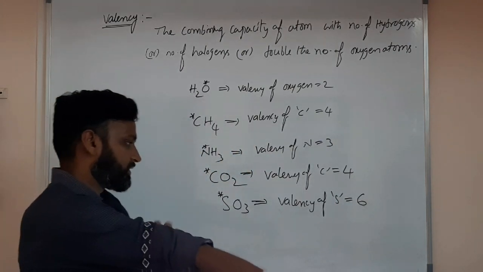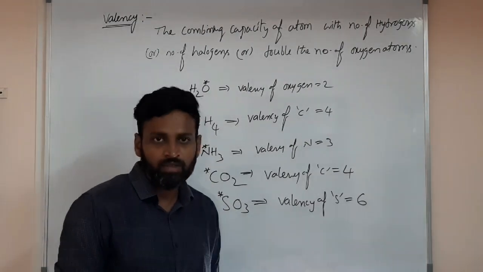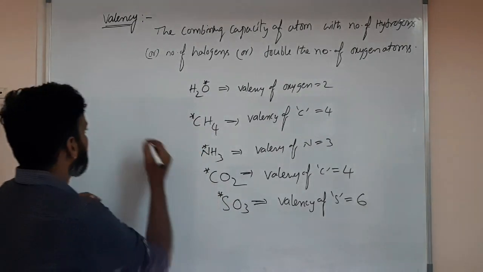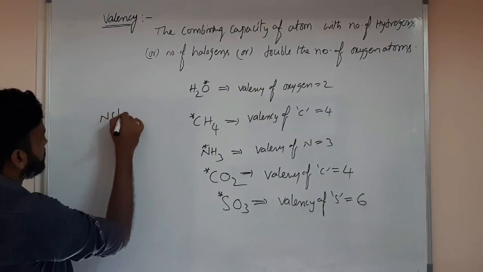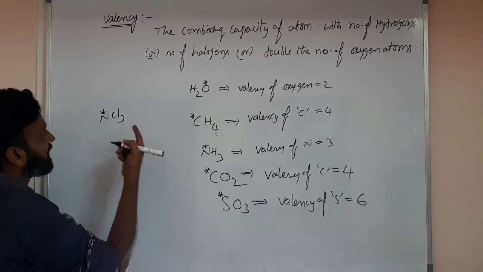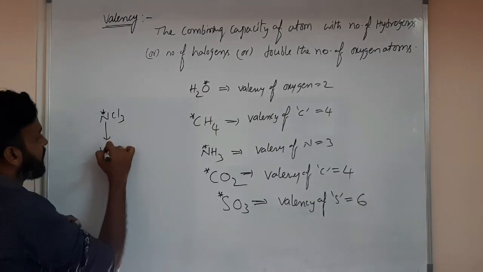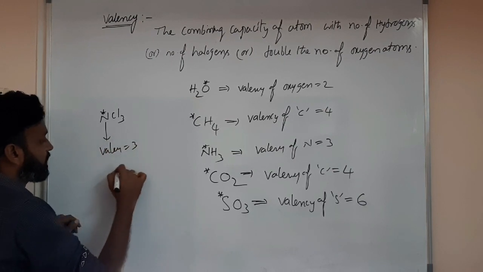Why is the valency of sulfur 6 here? Because sulfur combined with 3 oxygens. Okay. Even suppose here some NCl3. So nitrogen combined with 3 chlorines. So the combining capacity of the atom is the number of halogens, 3 halogens. So nitrogen valency is 3.